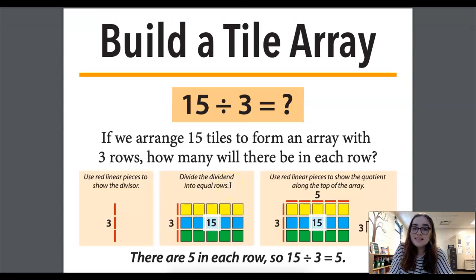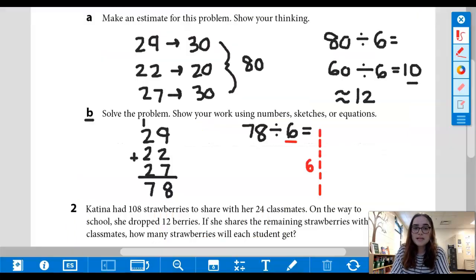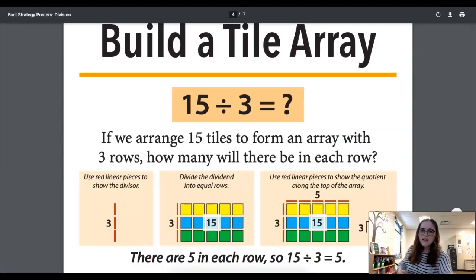And remember, the dividend is the larger number that we're splitting up, that we're breaking apart. So our dividend is 78. So that's going to be the total number. It's going to be like the area. So we know that this total area is 78. Okay. Now finally, to find the quotient, we have to figure out what the length of the top side of our array is. That will be our answer.